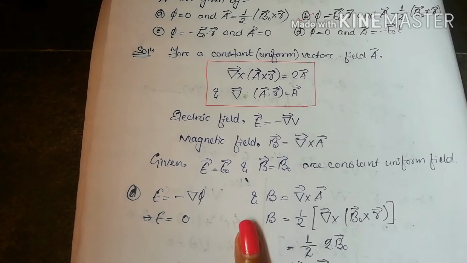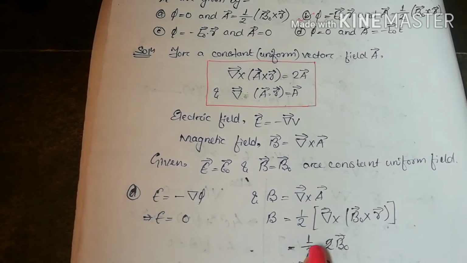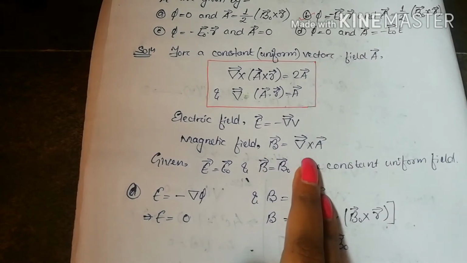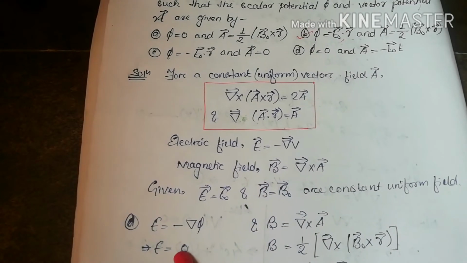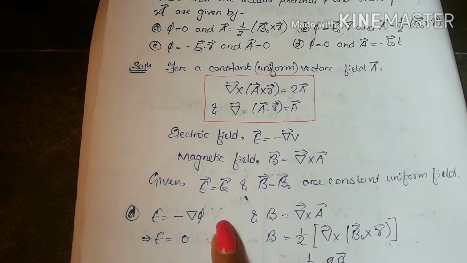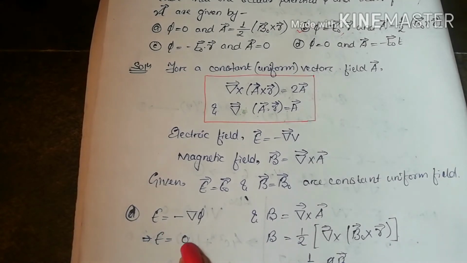Now we will check the options one by one. We know E is equal to minus del V, and B is equal to del cross A. So in the first option, phi is equal to 0. So E equals to minus del V will give us E equals to 0. This is actually not possible, right?